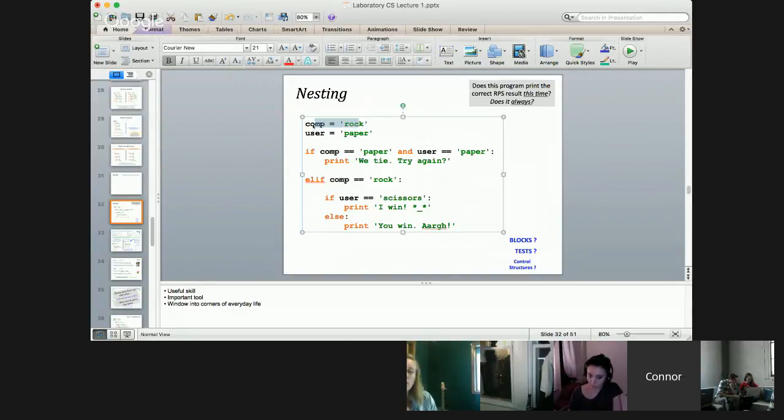This first line here. These two are known as variables, comp and user, assigning rock and paper into the variable. Variables are like boxes for things. So we're asking: comp is paper, user is paper.